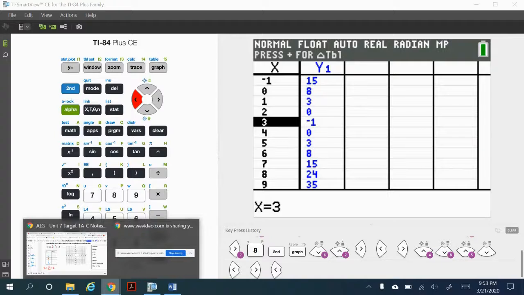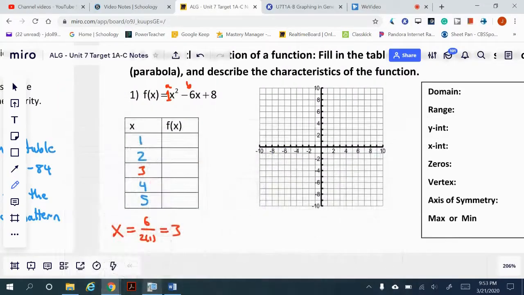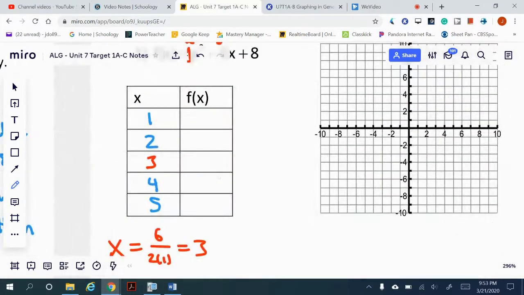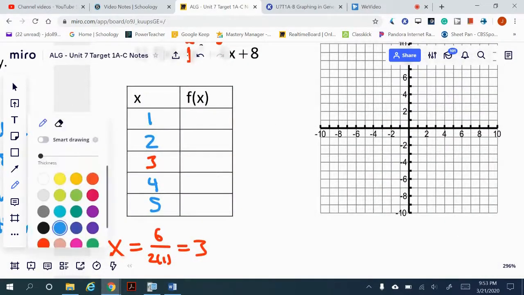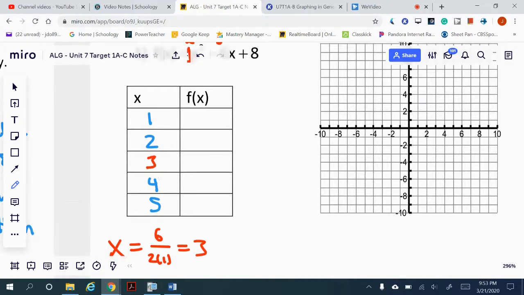So I can very quickly and easily, let's start over. I can very quickly and easily find the domain and range values using my calculator as long as I know the x coordinate of the vertex. That's going to be the key. So I know it's 3, 0, -1, 0, 3.